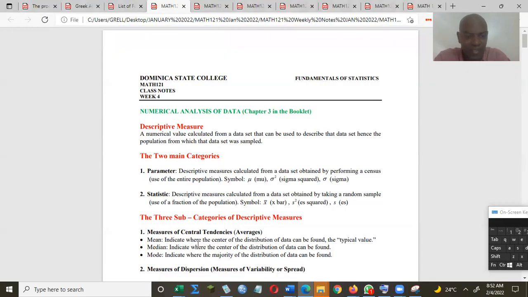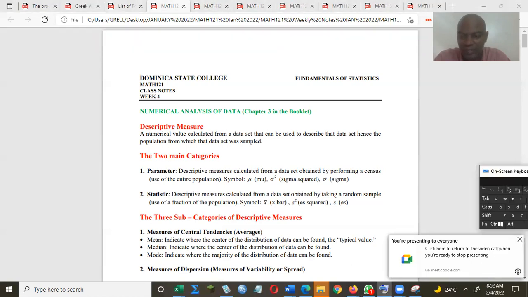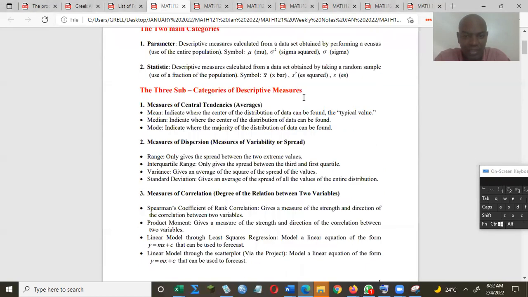Here are the 2 main categories. Here are the 3 subcategories. The 3 subcategories consist of central tendencies, the mean, median, and mode. And here are the interpretations. You have the measures of dispersion, how varied the values are amongst themselves. You have the range, interquartile range, variance, and standard deviation.